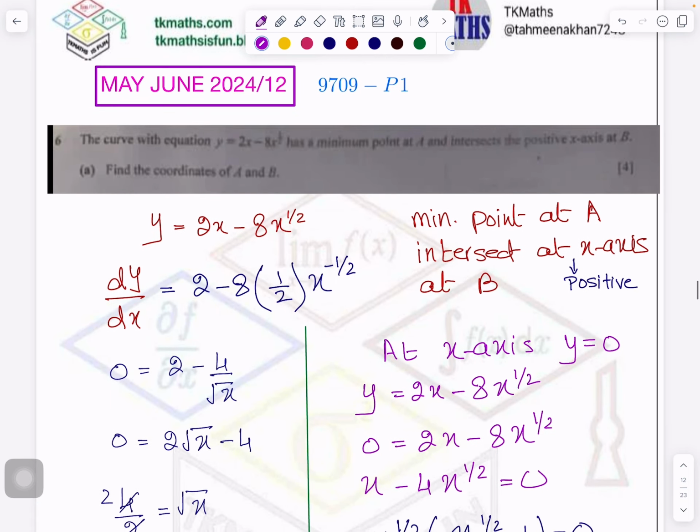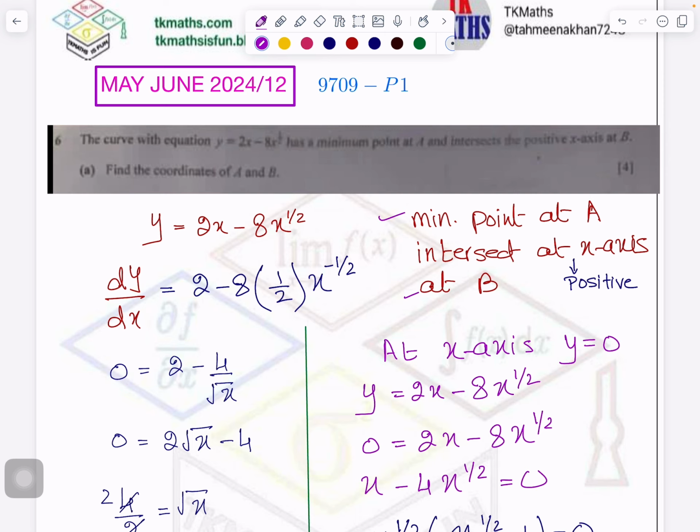Sixth question, it is very vague, I took the pictures only, somebody sent the pictures. The curve for the equation is given and it is saying that the minimum point is at A and it intersects the positive x-axis at B. So this is given to you. You have to find the coordinates of A and B.